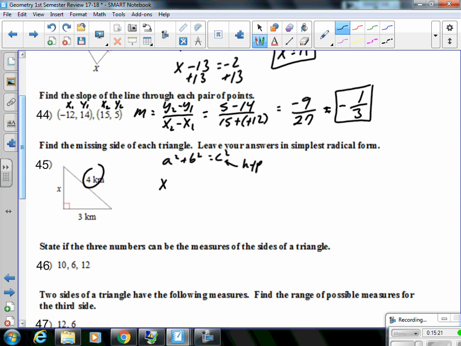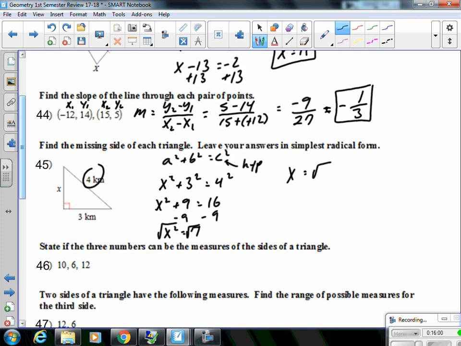So call a the x plus 3 squared. It's going to equal 4 squared. So x squared plus 9 equals 16. So subtract 9 from both sides. x squared equals 7. And then take the square root of both sides to get rid of the square.